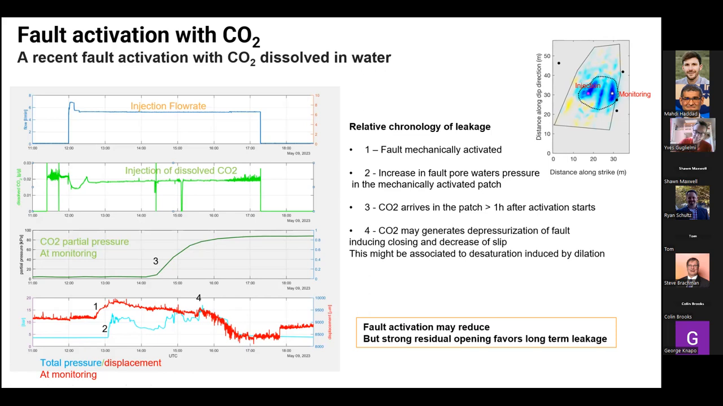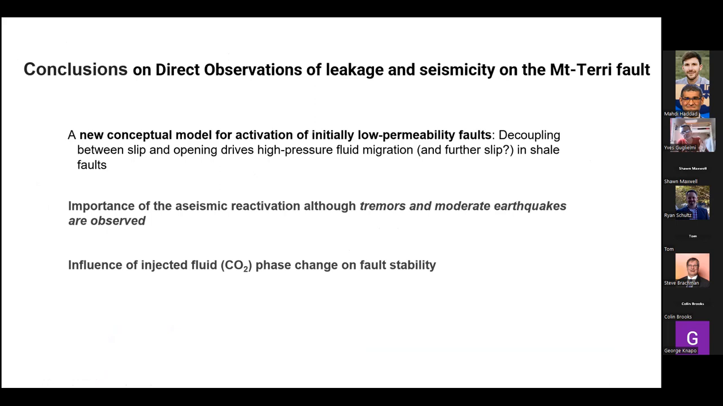So some very simple conclusions from these observations. We think from these experiments that there is a decoupling between the slip and the opening of a fault which initially has a low permeability, so typically a fault in a cap rock. We think that we first need to have slip or failure in the fault to allow for some dilation. And only after that, the fluid can penetrate the fault.